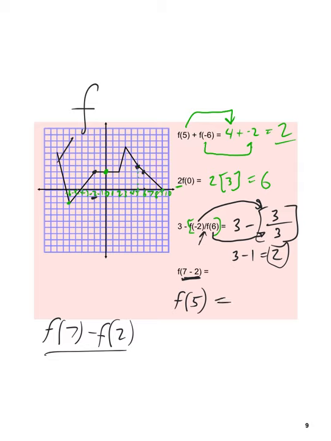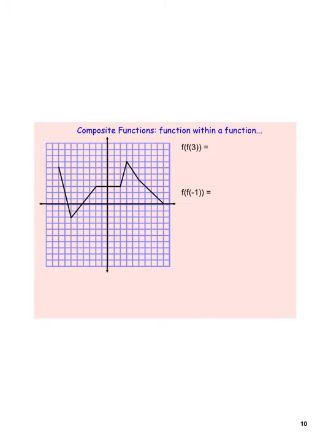So f of 5, 1, 2, 3, 4 units up. So that leads to an output of 4. So just be careful there. If it's in the parentheses like that, the 7 minus 2, then do that first.